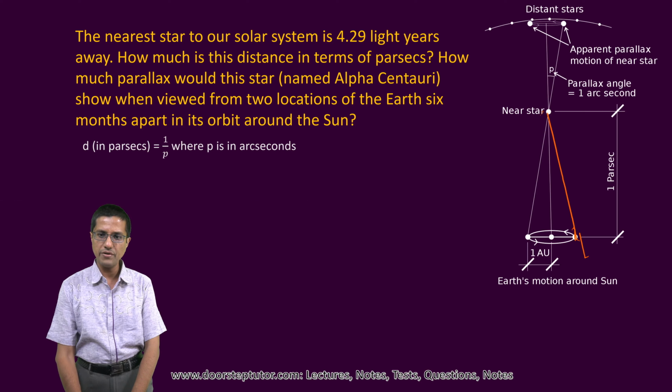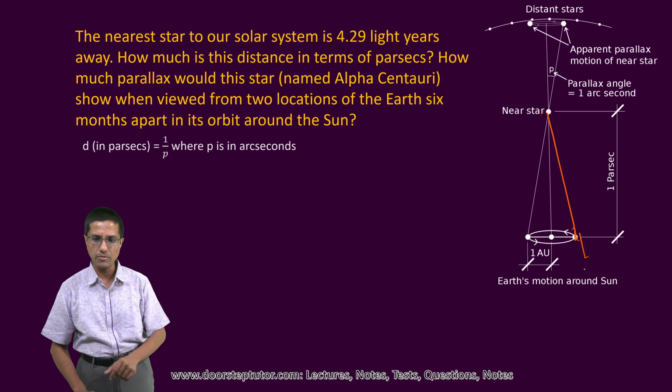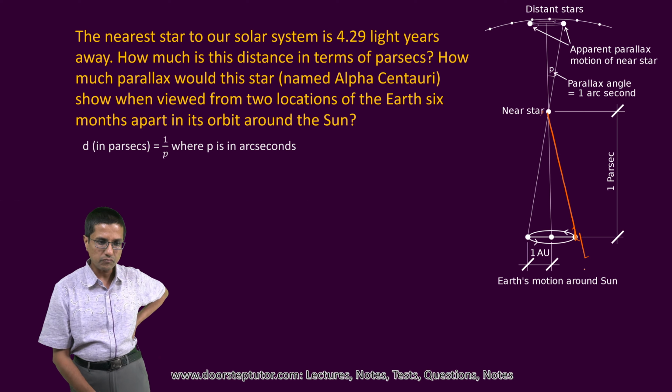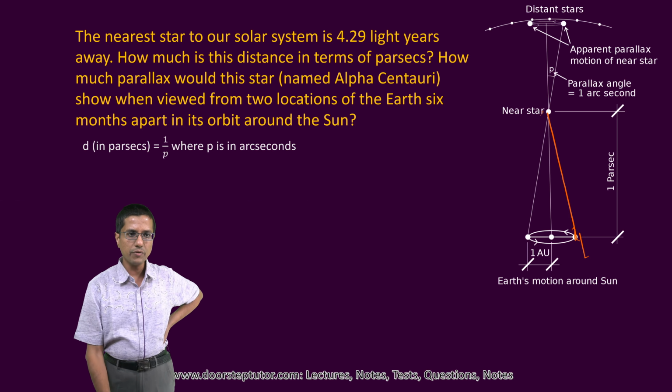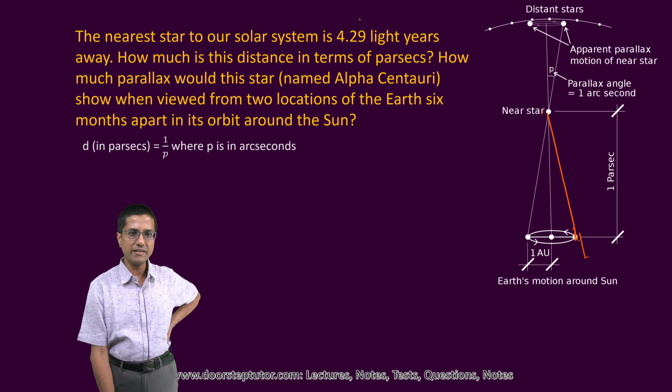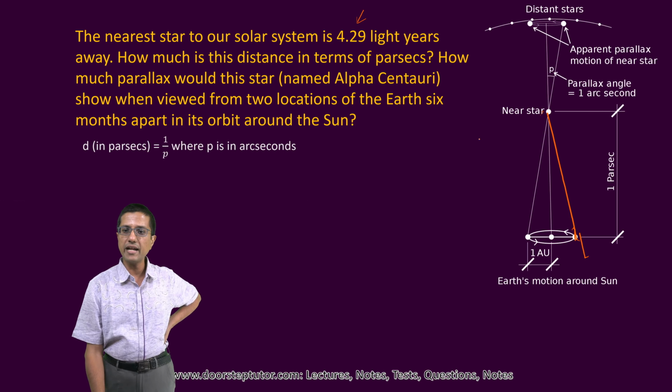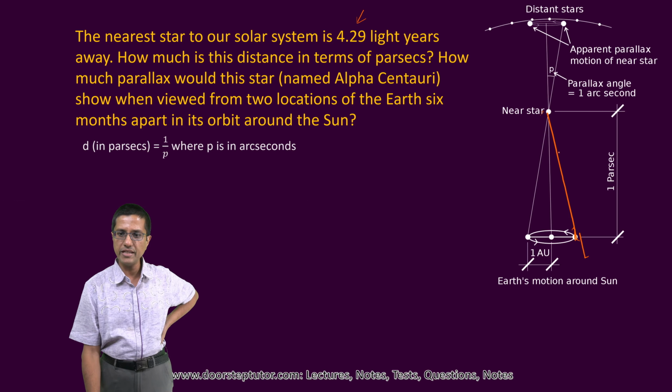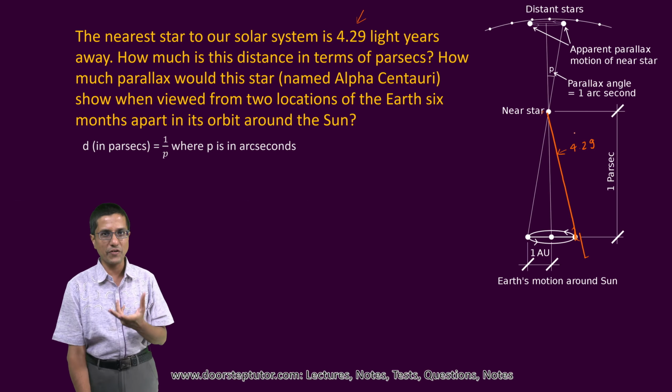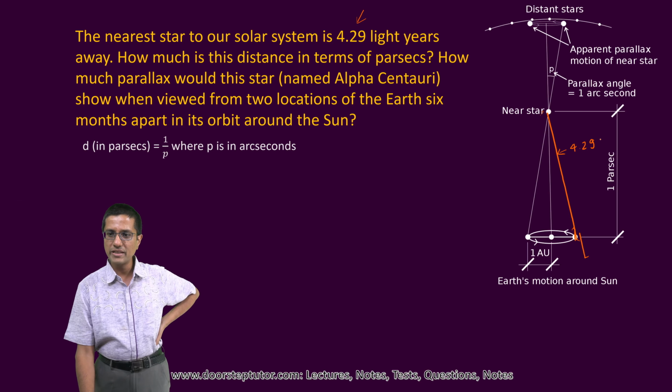Now, what we are trying to do here is draw this problem. So what does the problem say? The problem says that there is a star which is 4.29 light years away from our solar system. So this is the distance, 4.29. Of course, the distance has not been given in parsec, otherwise the problem would have been solved, but this is given in terms of light years. So this is the distance of the star in terms of light years.